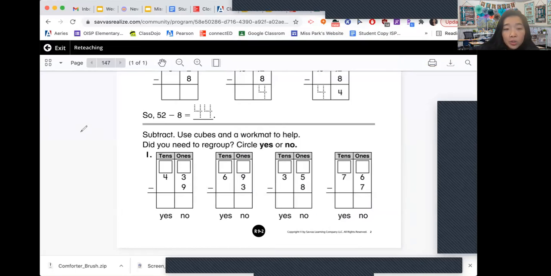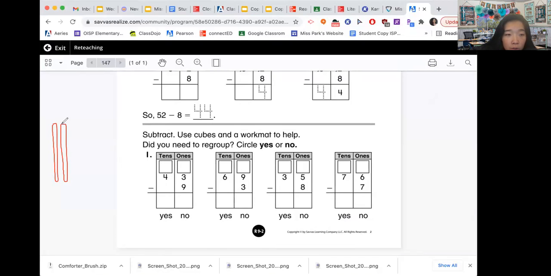All right, 43 minus 9. How many 10s do we need for 43? 4. 1, 2, 3, 4. How many 1s do we need for the number 43? 3. 1, 2, 3. Now, we need to subtract 9 from 3, but do we have enough?